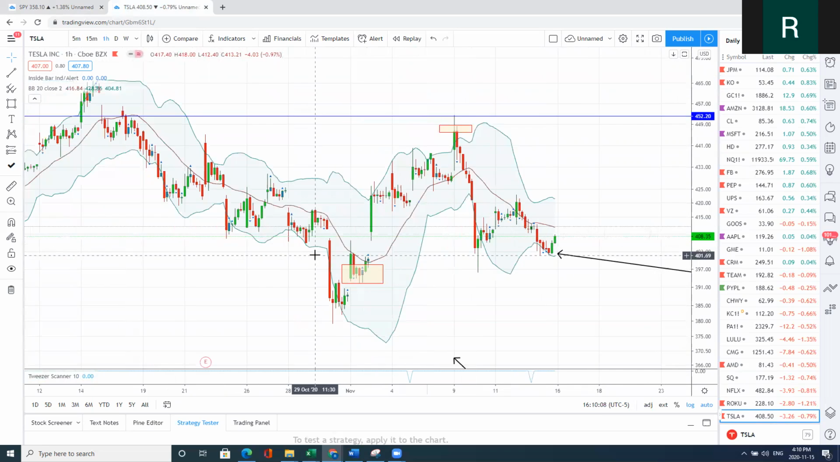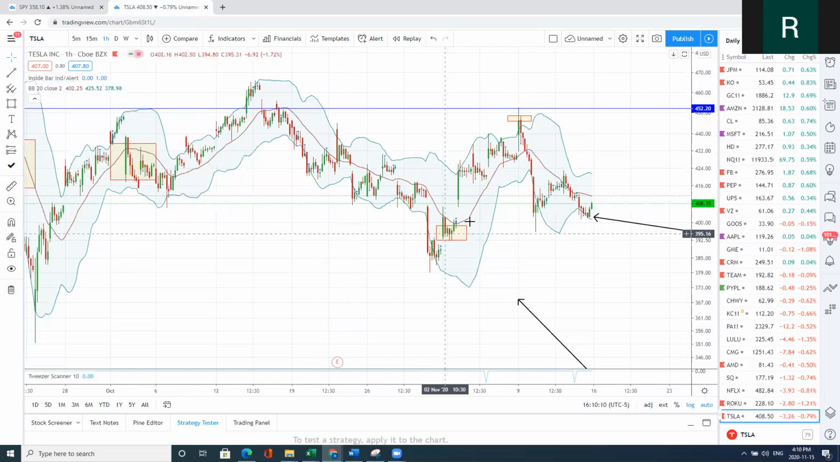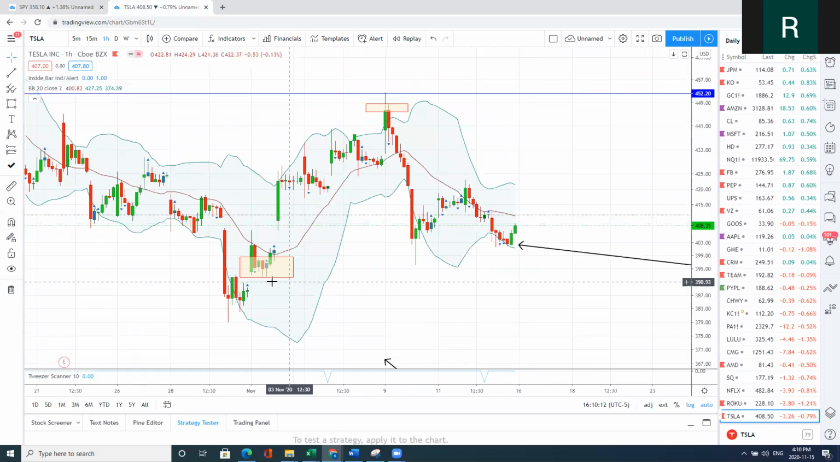Here's another example where we have an inside hammer bar right near previous support with a hammer before it. So this is an example of a good long play, right? So I wouldn't be looking to short down here. I wouldn't be looking to go long up here. So those are things you need to be very, very aware of: where is this candle setting up, right?